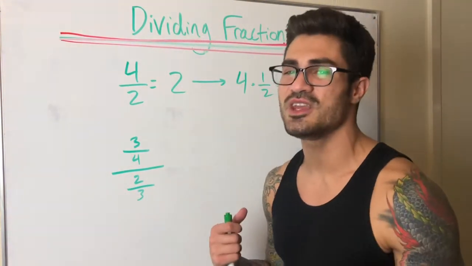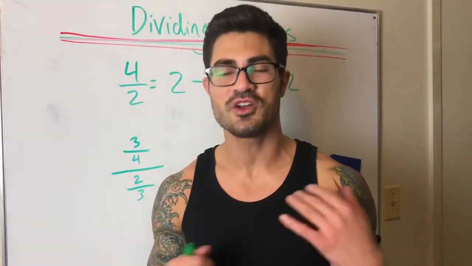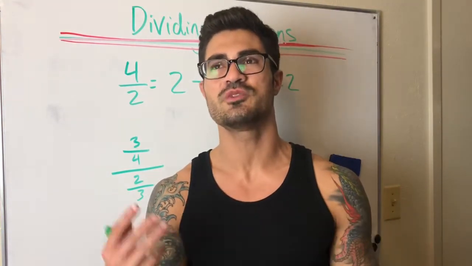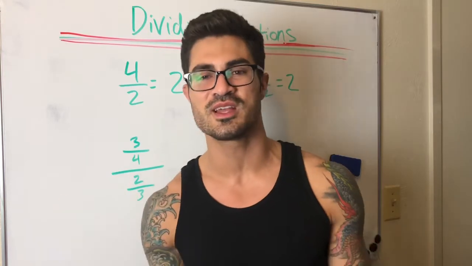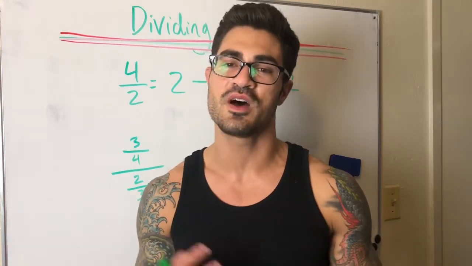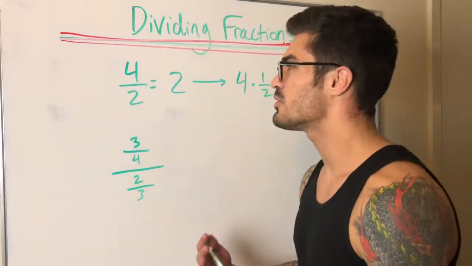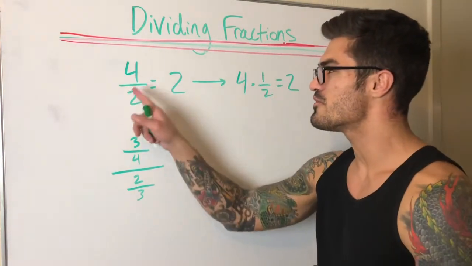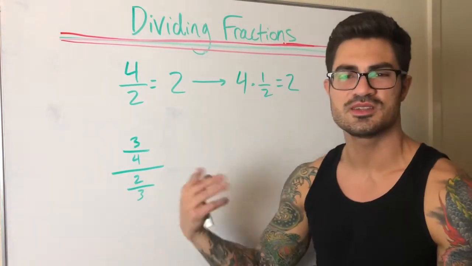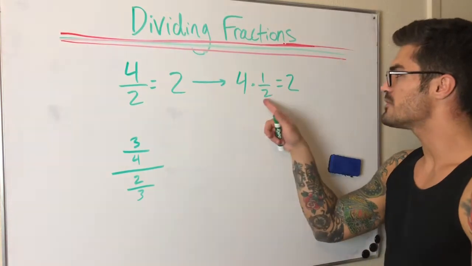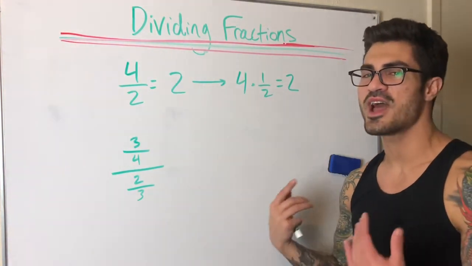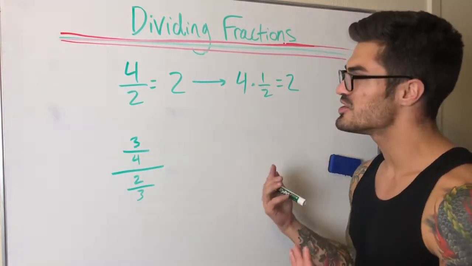Dividing fractions. So the key to dividing fractions is you have to understand the relationship, the correlation between multiplication and division, because that's exactly what you use to divide fractions. And what this correlation is, let's look at an example. 4 divided by 2 equals 2. This is an easy example. 4 times 1/2 equals 2. This is exactly the relationship that you use.